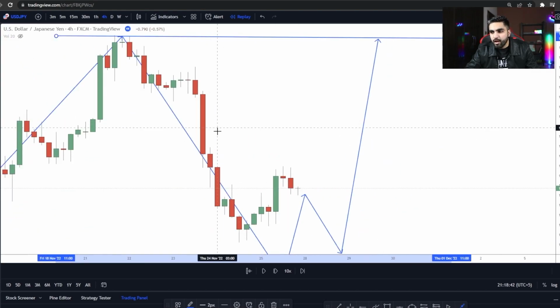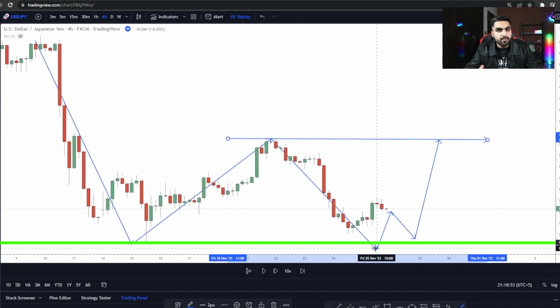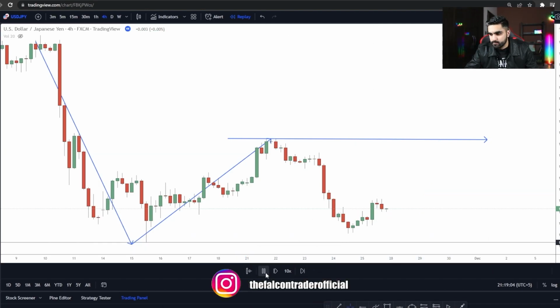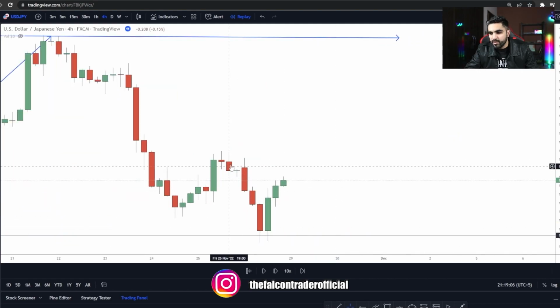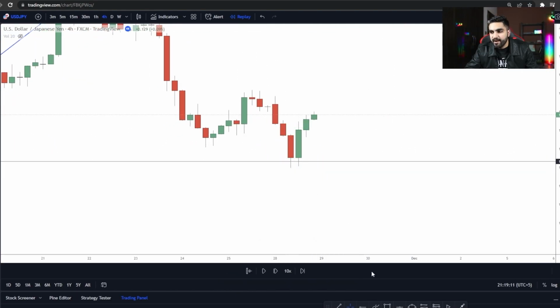So we need to see how the market will grab the liquidity from this swing low, and then we will move down to the 15-minute time frame to find the trade opportunity. Now as we can see, we have just gone lower than our swing low, we grabbed a lot of liquidity from this area, and now the market is making a movement to the upside.